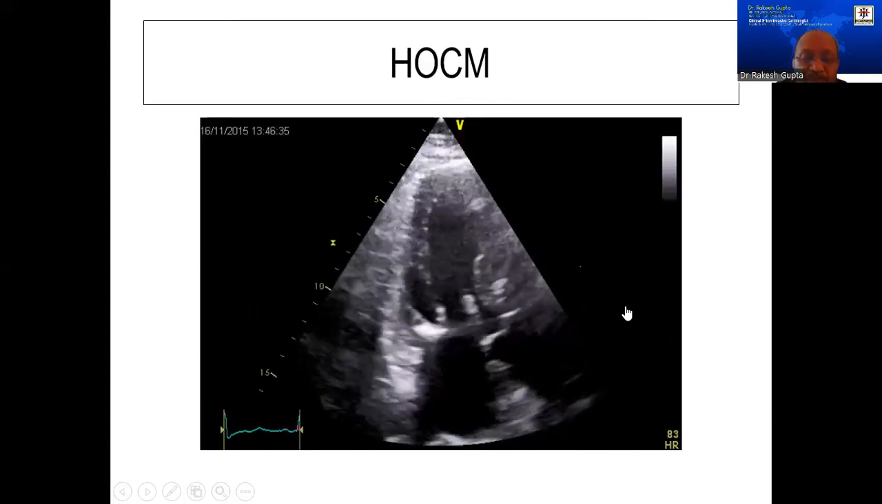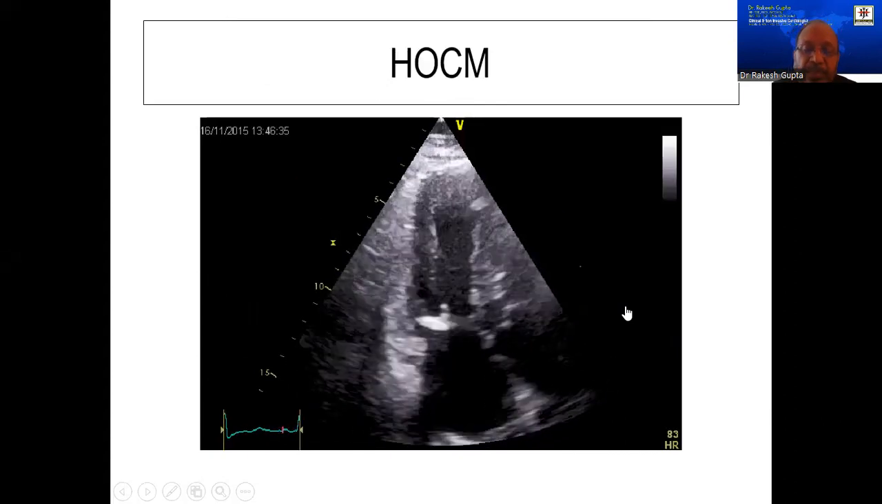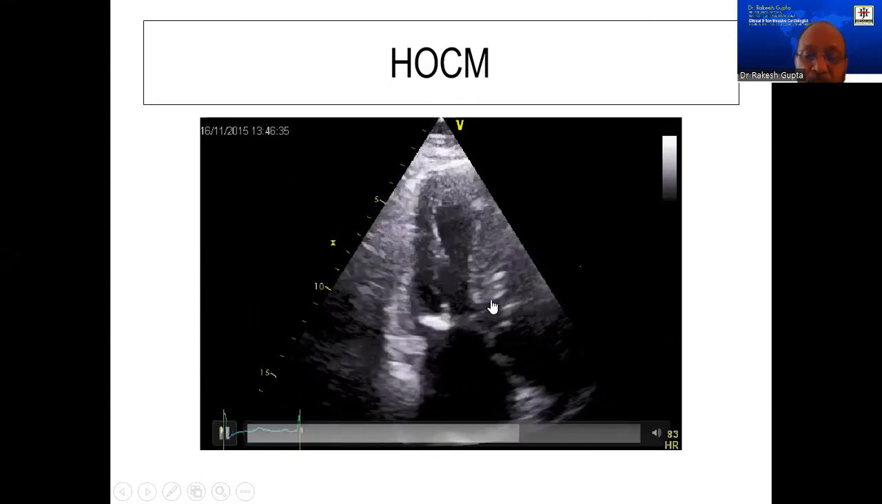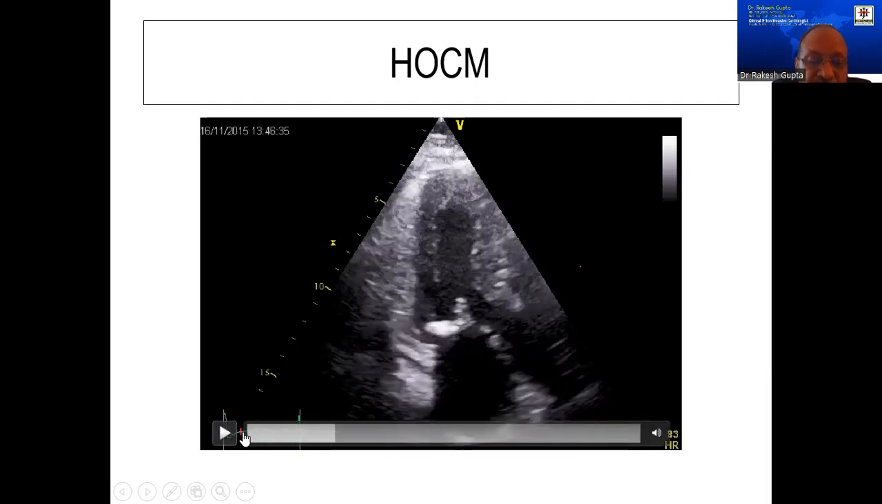Now look at this film very, very carefully. Concentrate on this particular valve, and I'll try to freeze this valve.